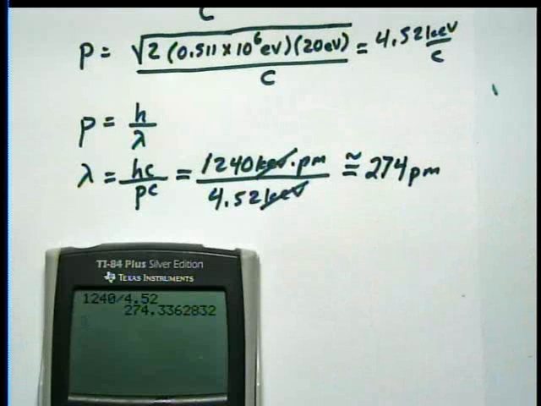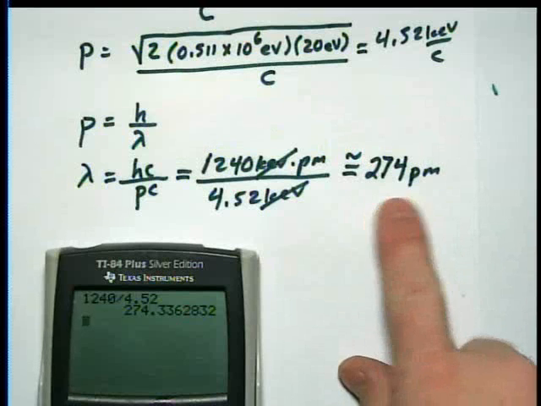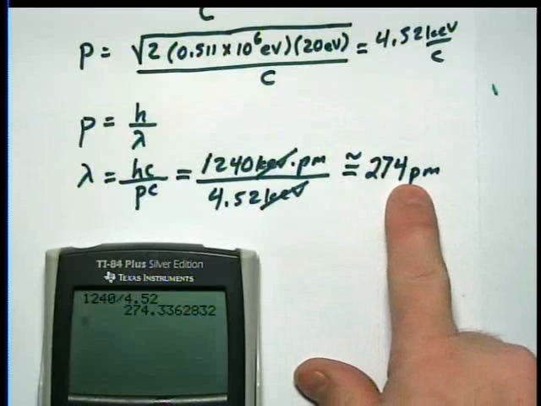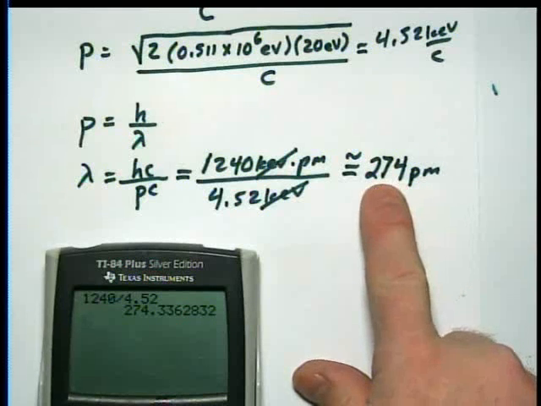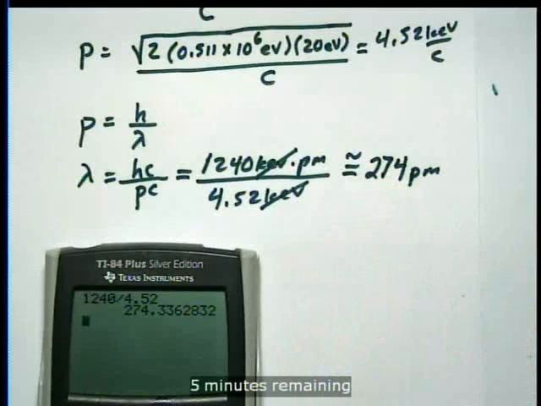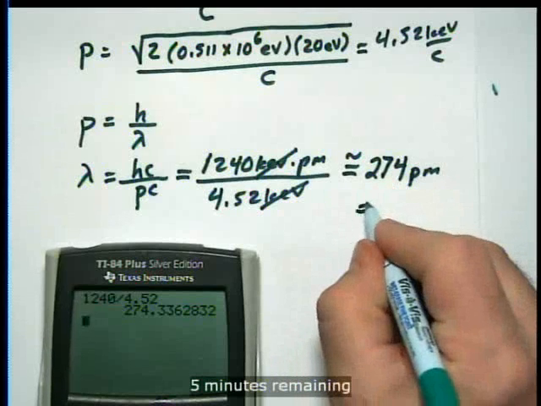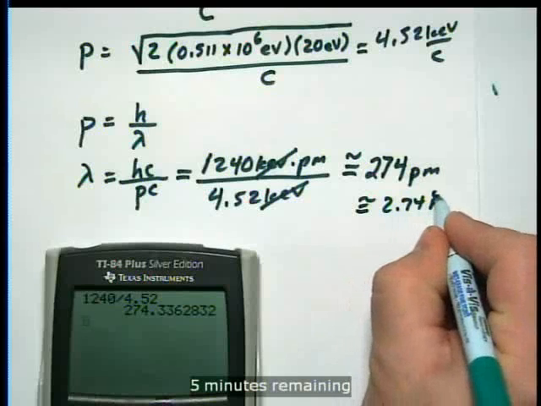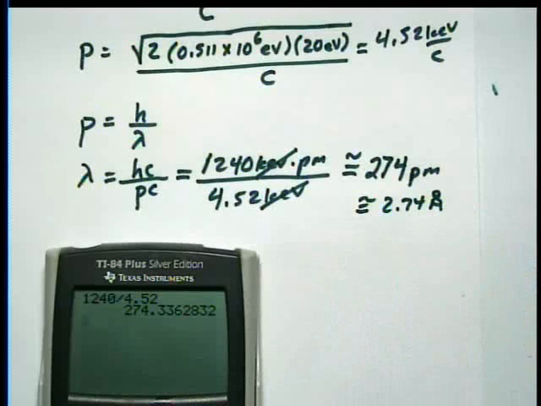Now remember that the X-rays were up in the picometer range. So this is an X-ray wavelength. So you have an electron here that has a small wavelength. But let's look at it in terms of other things. That's 10 to the minus 12, 10 to the minus 11, 10 to the minus 10. I could have also written this as 2.74 angstroms. Notice that the wavelength is the size of an atom.